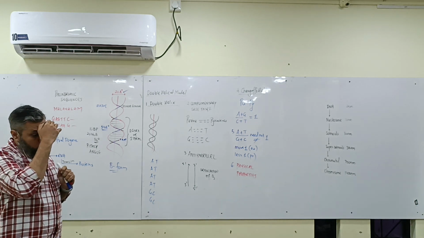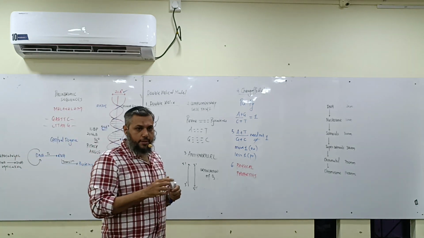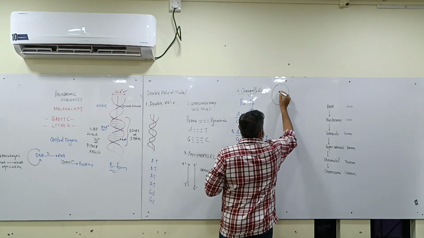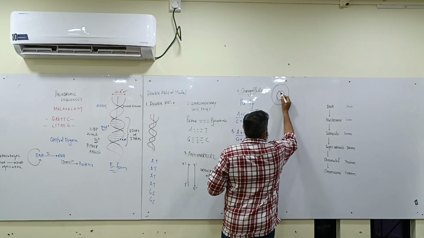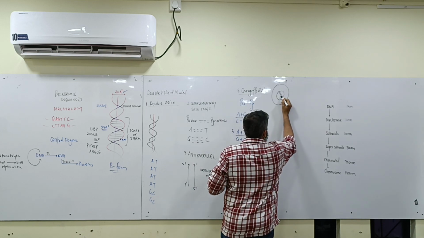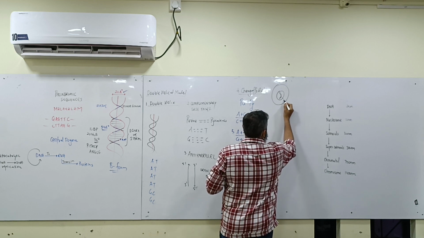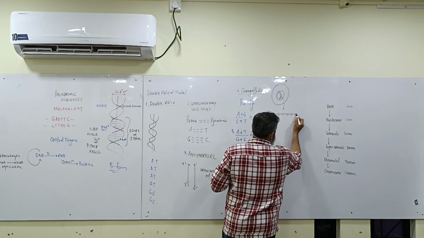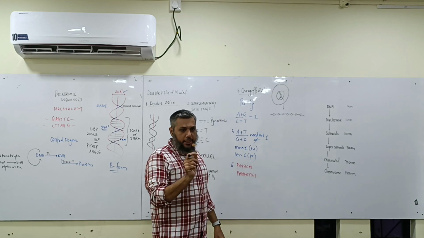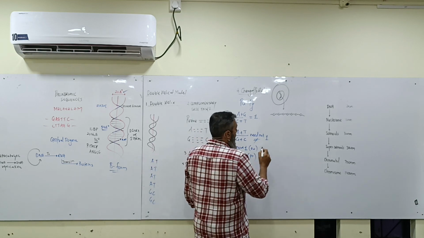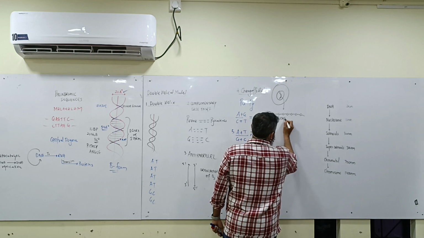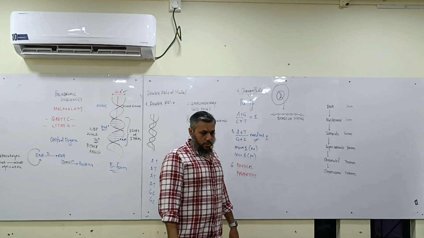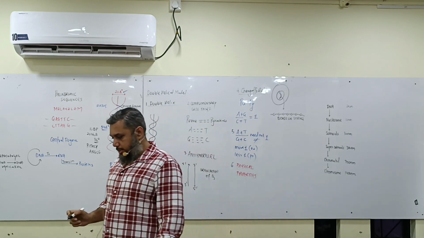Okay. So when a cell is not dividing, what do you see? You see the presence of a nucleus. Yes or no? And I see the presence of beads on a string-like structure. What I see is the presence of which? Beads on a string-like structure. Right, kids? Beads on a string-like structure.